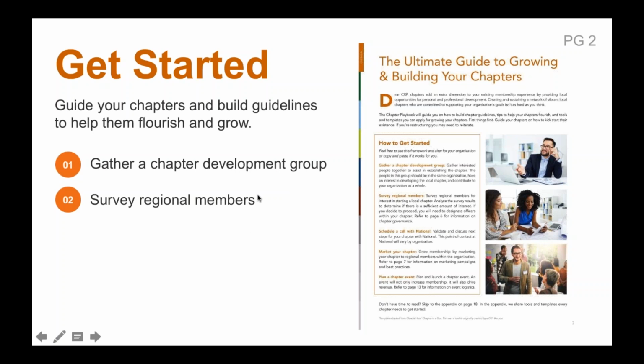So surveying regional members allows you to go one layer past that, and maybe you need to work on this with your membership team or your marketing team, but understanding the chapter leaders' pain points is number one. Number two is understanding what the members want and what value they're getting out of those chapters. And you can also start to get a sense of, from the member feedback, which chapters are performing well versus which chapters are in greater need of your help.